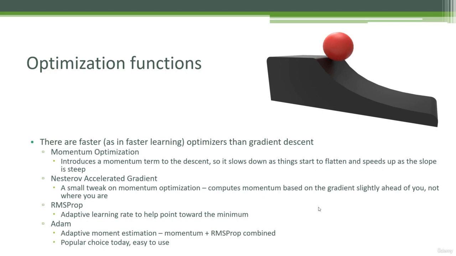Finally, there's something called ADAM. It stands for Adaptive Moment Estimation. Basically, it's the momentum optimizer and RMSprop combined. Kind of gives you the best of both worlds. And that is a popular choice today because it works really well and it's very easy to use.